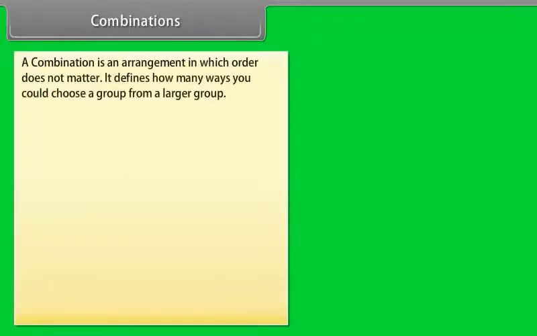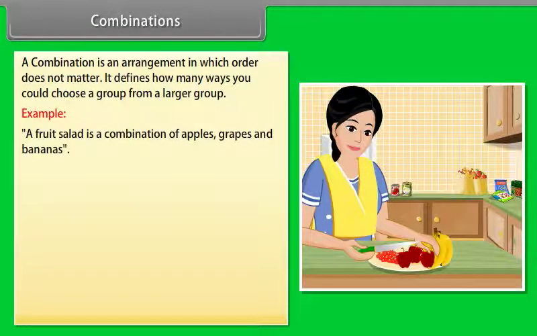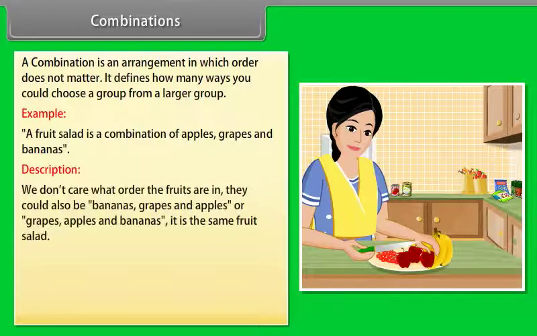Combinations. A combination is an arrangement in which order does not matter. It defines how many ways you could choose a group from a larger group. Consider the example. A fruit salad is a combination of apples, grapes and bananas. Description: we don't care what order the fruits are in. They could also be bananas, grapes and apples, or grapes, apples and bananas. It is the same fruit salad.